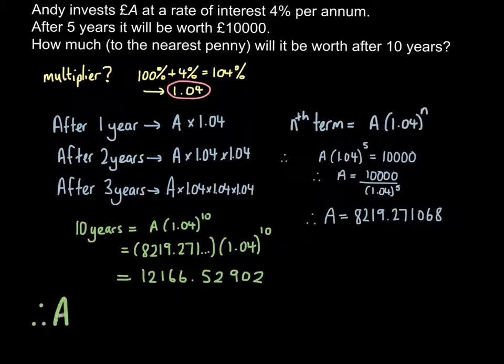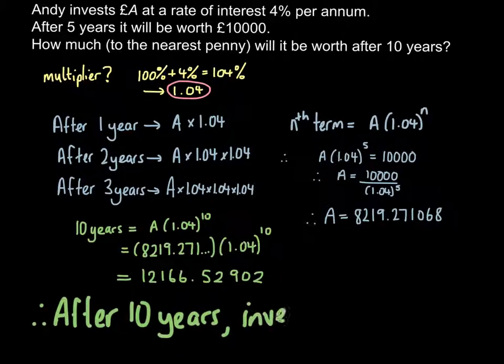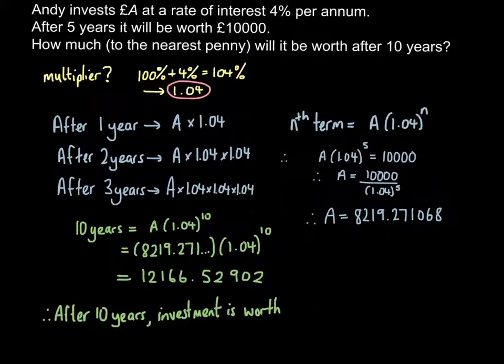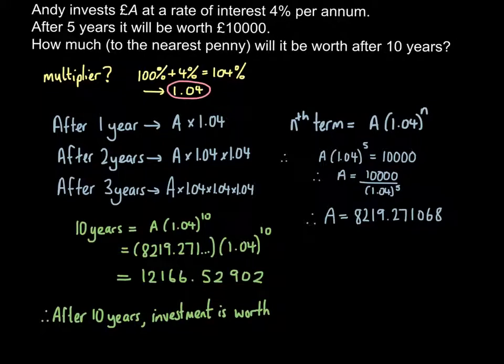So we're going to finish our work off with a little conclusion, a statement, a sentence just rounding up what we've done. We just want to say, therefore, after 10 years, the investment is worth £12,166.53. Okay? Done. Let's do another example.